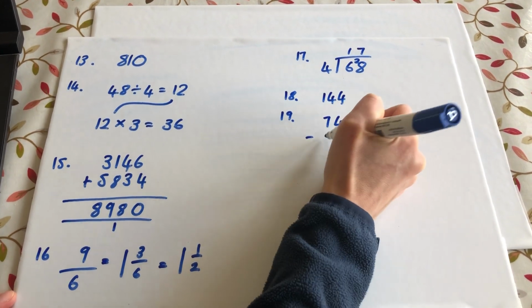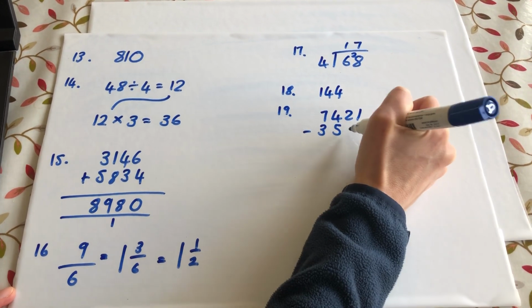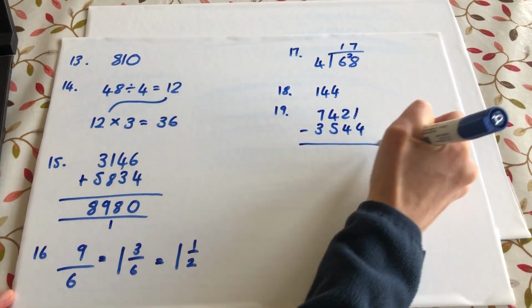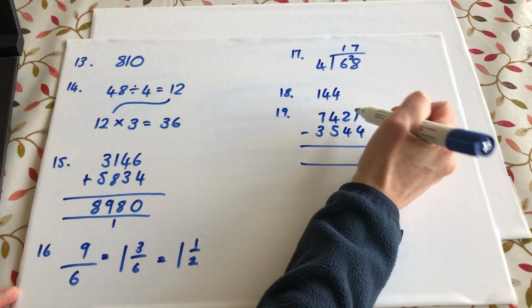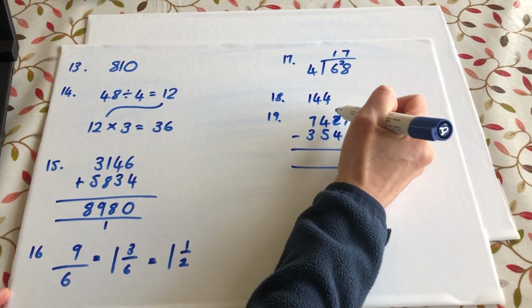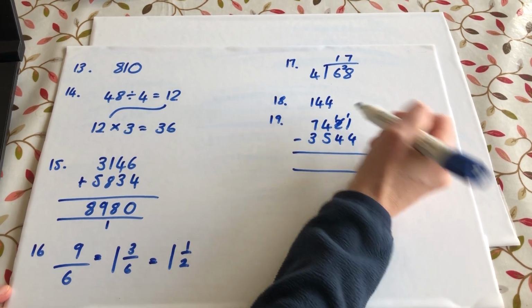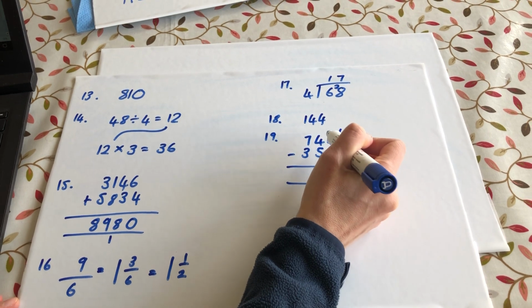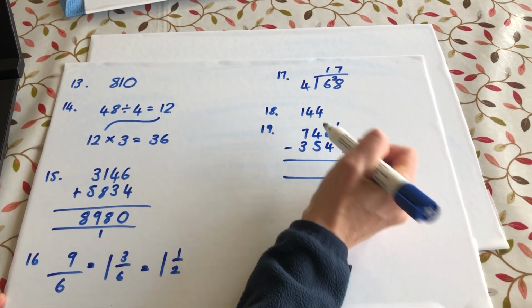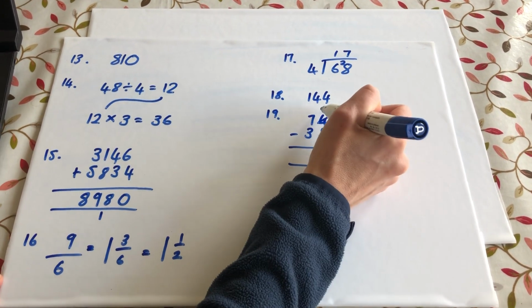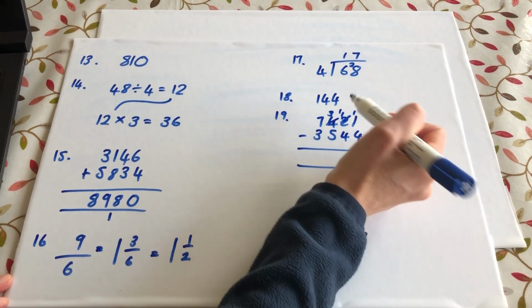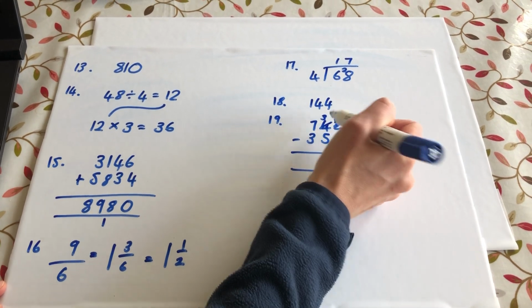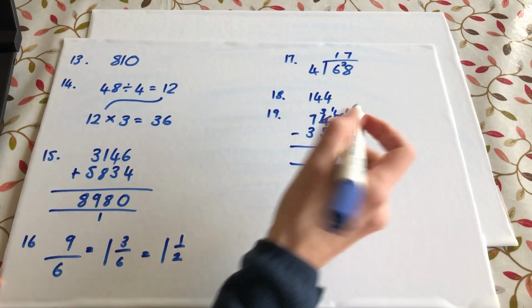7,421 minus 3,544. 4 away from 1 I can't do, so I go to my next column. My 2 becomes a 1, and I bring 10 over. 4 away from 11 is 7. 4 away from 1 I can't do, so I go to the next column. My 400s become 300s, and I bring 10 over. 4 away from 11 is 7.